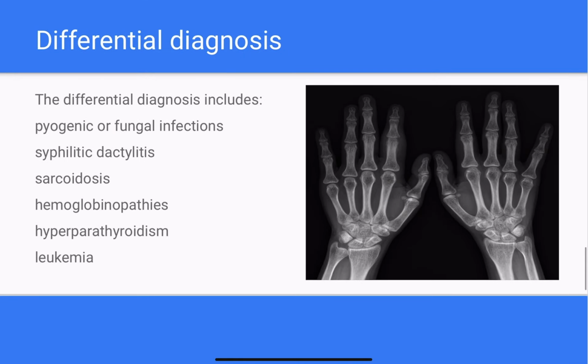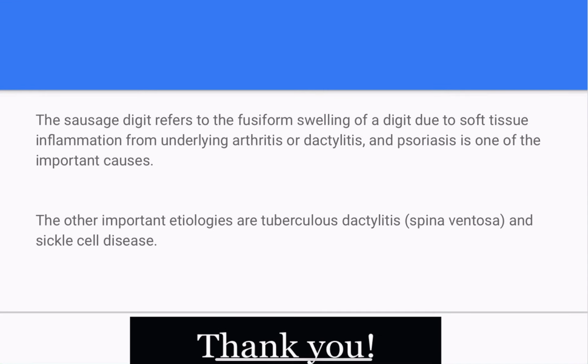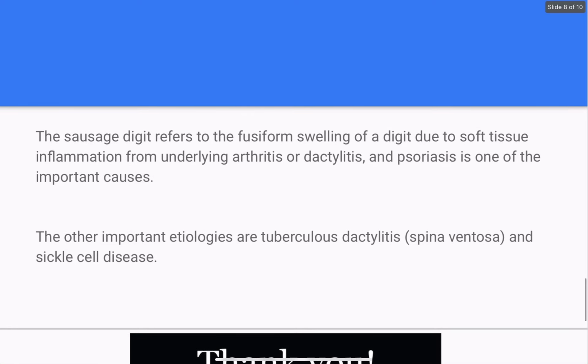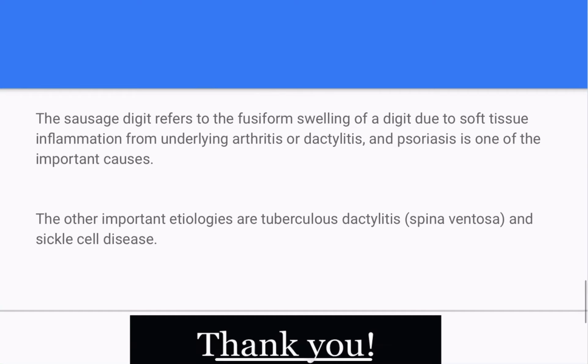The differential diagnosis for spina ventosa includes pyogenic or fungal infections, syphilitic dactylitis, sarcoidosis, hemoglobinopathies, hyperparathyroidism, leukemia. The sausage digit refers to the fusiform swelling of the digit due to soft tissue inflammation from underlying arthritis or dactylitis, and psoriasis is one of the common important causes. The other important etiologies are tuberculous dactylitis, spina ventosa, and sickle cell disease.